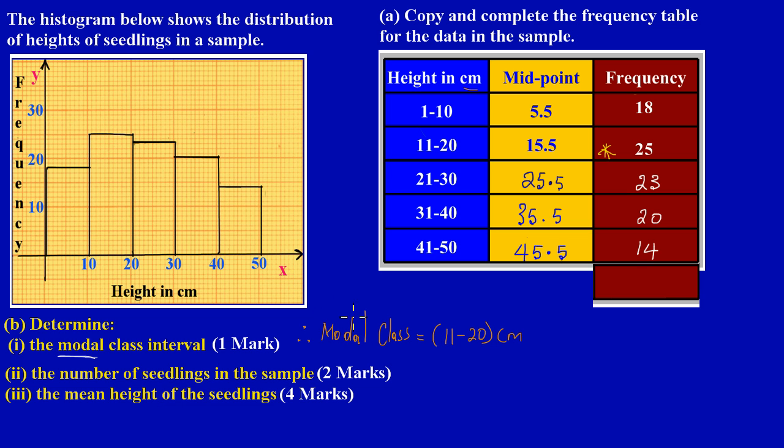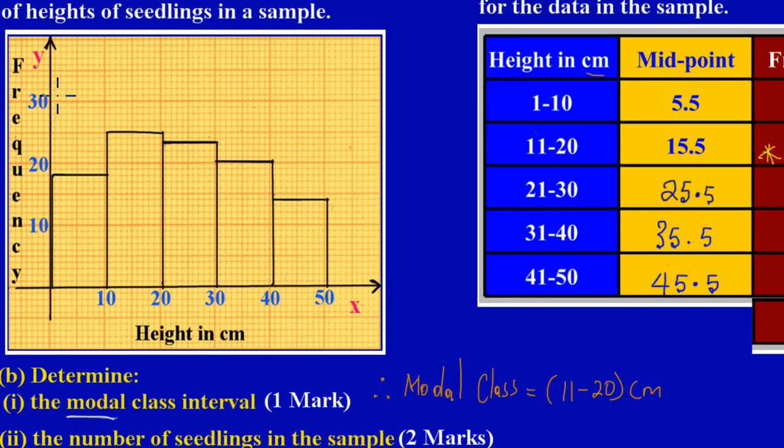First, since we have identified our modal class to be 11 to 20, what you would do is go to that class, the class 11 to 20, which is the second bar. If you notice in my table, it's the second class here. That is the modal class. So by comparison, when I go over to my graph, it should be the second bar. So this bar here, my second bar, to find the mode, I would have to construct my boundary diagonals. And what do I mean by that?